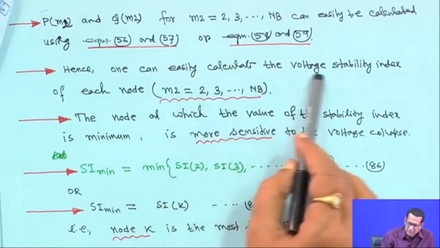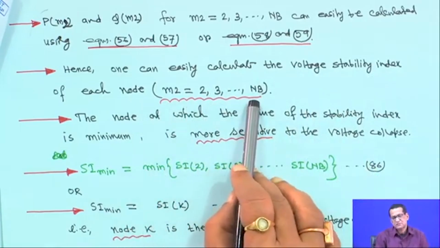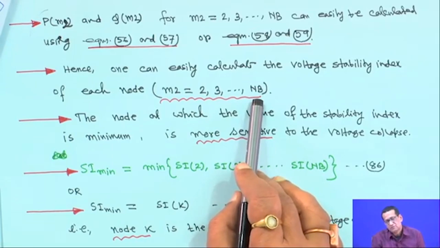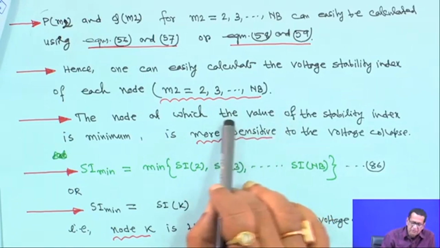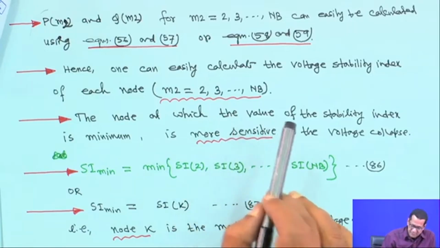Hence, one can easily calculate the voltage stability index of each node. After load flow studies, all the results are known: voltage magnitude, PM2 and QM2 are all known for M2 equal to 2, 3 up to NB, where NB is the total number of nodes. Therefore, you can calculate SI2, SI3 and so on up to SINB, right.